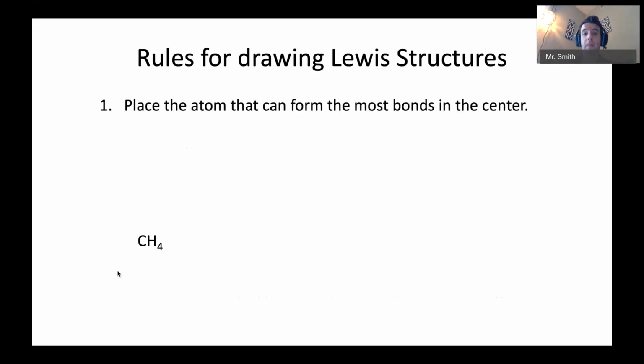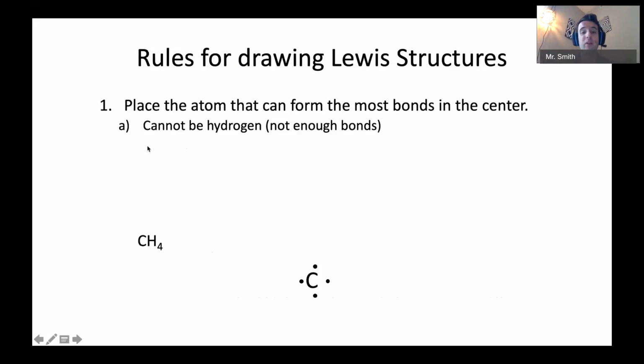Rule number 1, place the atom that can form the most bonds right in the center. Put that in there. Sometimes you can also say it as the fewest number of electrons, but that doesn't always work because, you know, hydrogen can never be in the middle. Hydrogen doesn't have enough bonds, right? It can only form 1 bond. But carbon over here, with its 4 dots, can form 4 bonds, which is nice because we have 4 hydrogens. So, first rule, place the atom that can form the most number of bonds in the center.